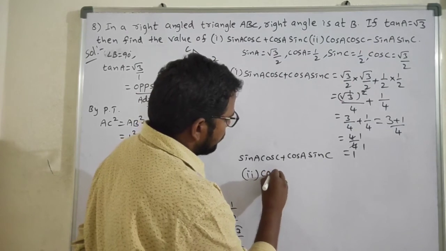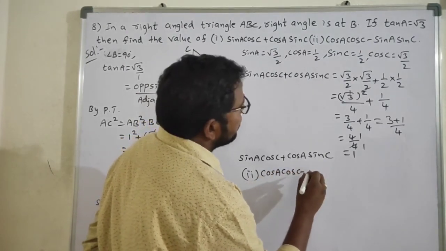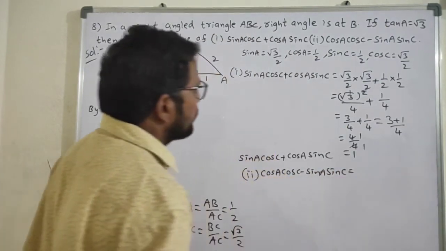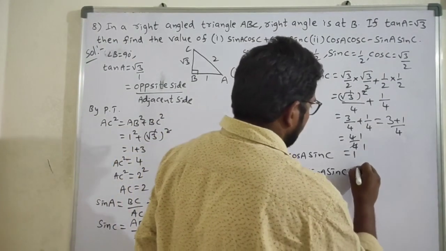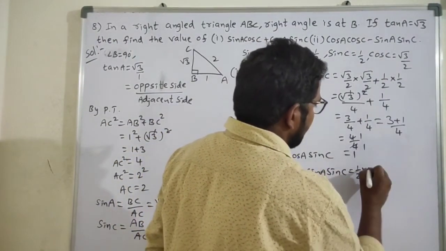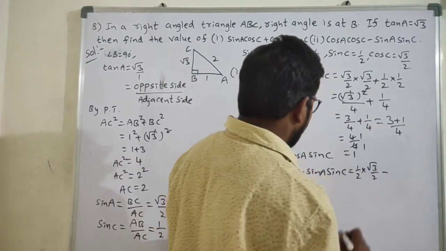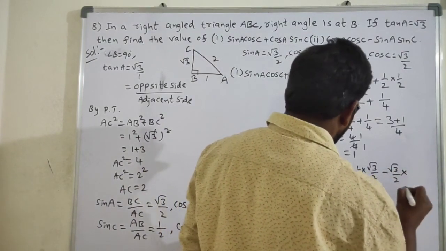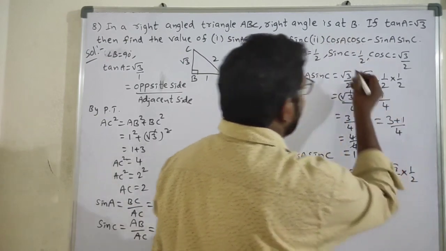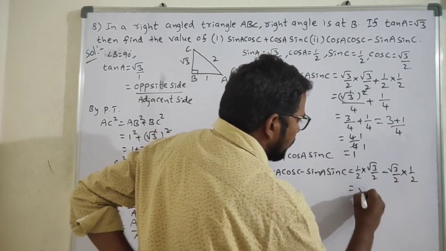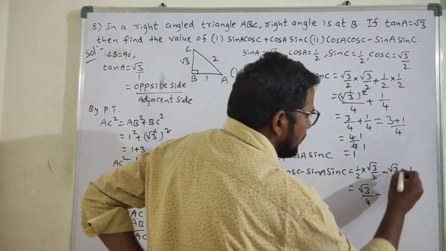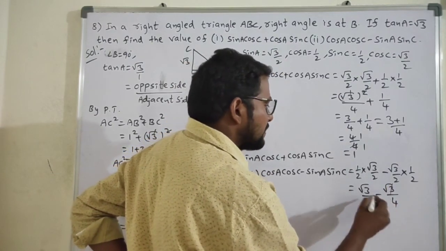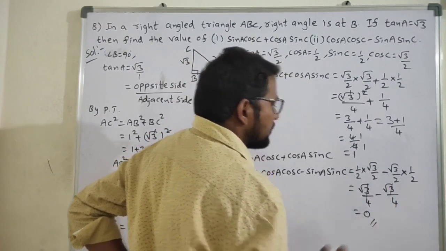Second one, cos A cos C minus sin A sin C. What is the cos A value? 1 by 2, into the cos C value root 3 by 2. Next, minus the sin A value root 3 by 2, into the sin C value 1 by 2. So 1 into root 3 is root 3, by 2 into 2 is 4, minus root 3 into 1 is root 3, by 4. Root 3 by 4 minus root 3 by 4 gets cancelled. So the value of this one is equal to 0.